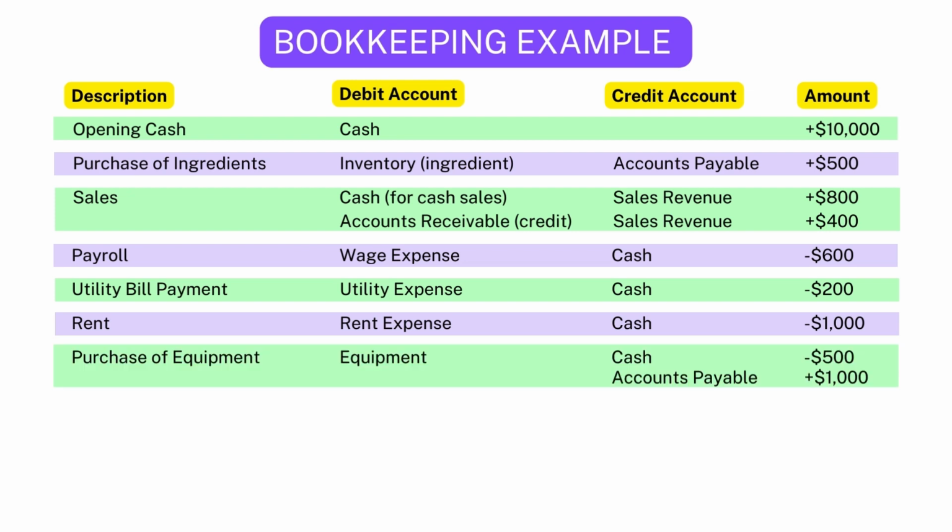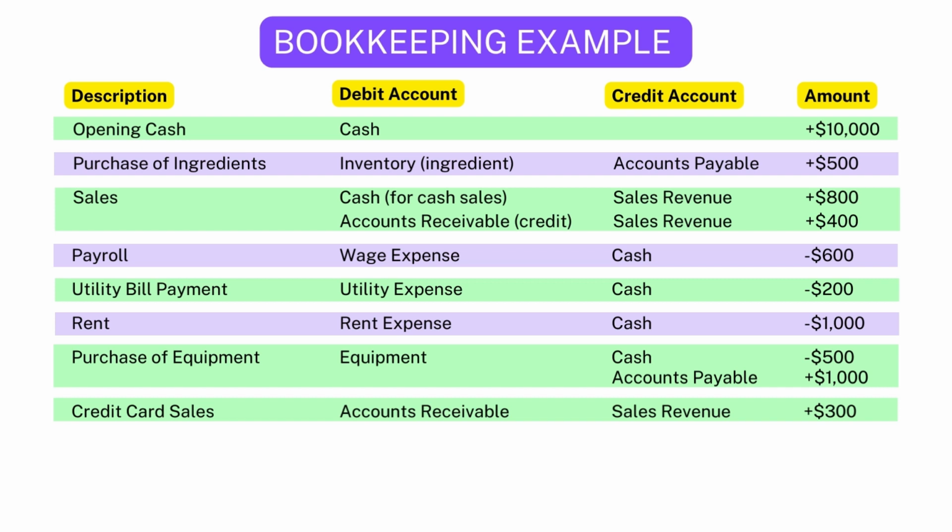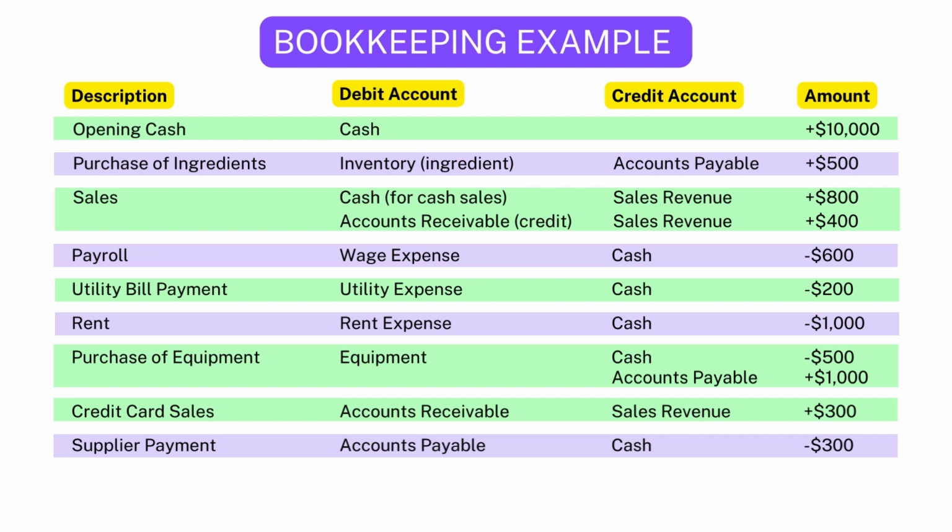Purchase of equipment. Bought a new oven for $1,500, paying $500 in cash and the remaining $1,000 on credit. Credit card sales. Made $300 in sales through credit card payments. Supplier payment. Paid $300 of the $500 owed to the ingredient supplier.